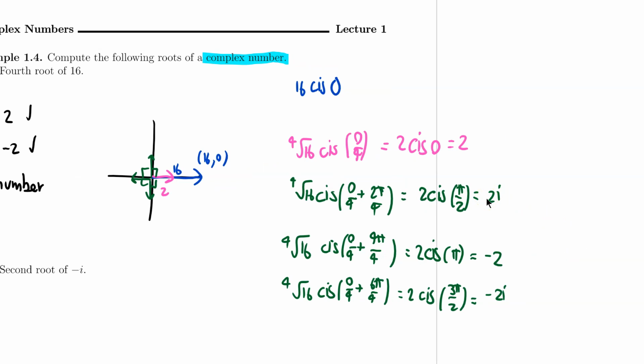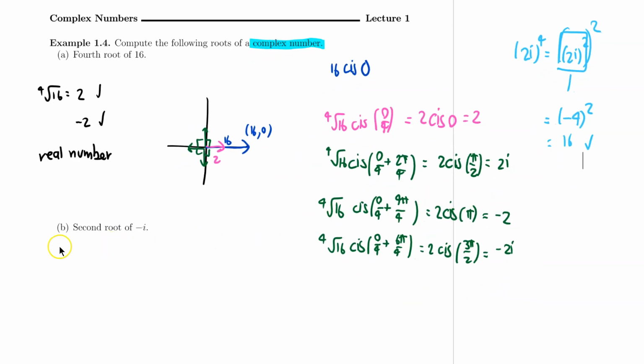So let me see, 2i to the 4th power is going to be 2i squared and then square it again. 2i squared is going to be 2 squared, which is 4, times i squared, which is negative 1. So I'm going to have negative 4 squared, and that is going to equal 16. So this is indeed one of the fourth roots of 16.